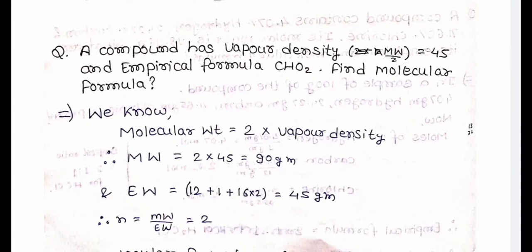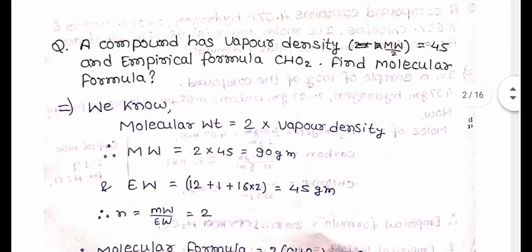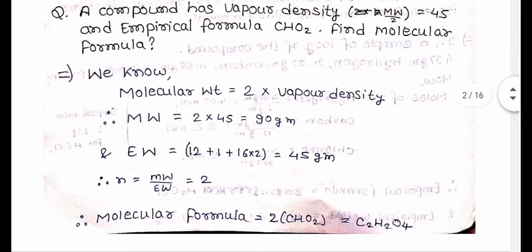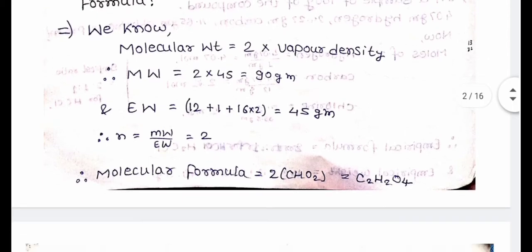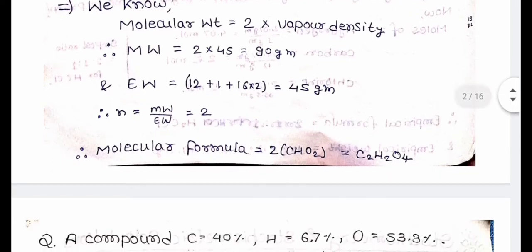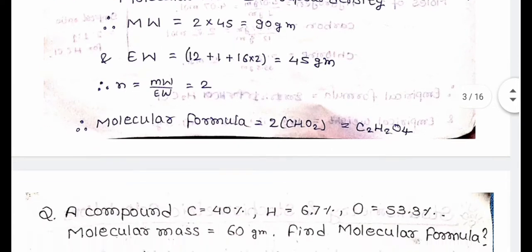Now another question. A compound has vapor density 45 and empirical formula CHO2. Find the molecular formula. We know molecular weight is equal to 2 times vapor density, and therefore molecular weight is 2 into 45, which is 90 gram, and empirical weight is 45 gram. Therefore n is molecular weight divided by empirical weight, which is 2. Therefore molecular formula is C2H2O4.